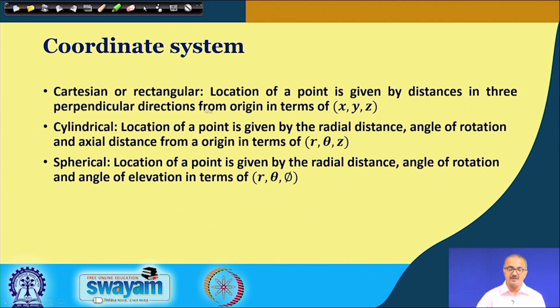And we know that in the Cartesian coordinates we have x, y, z, which are perpendicular to each other. In the cylindrical we have r, theta, z. R is the radial distance from some origin, theta is the angle of rotation, and z is the axial height. And lastly, we have the spherical coordinates. Here we have r, theta, phi. Here theta again is the angle of rotation, while phi gives us the elevation.